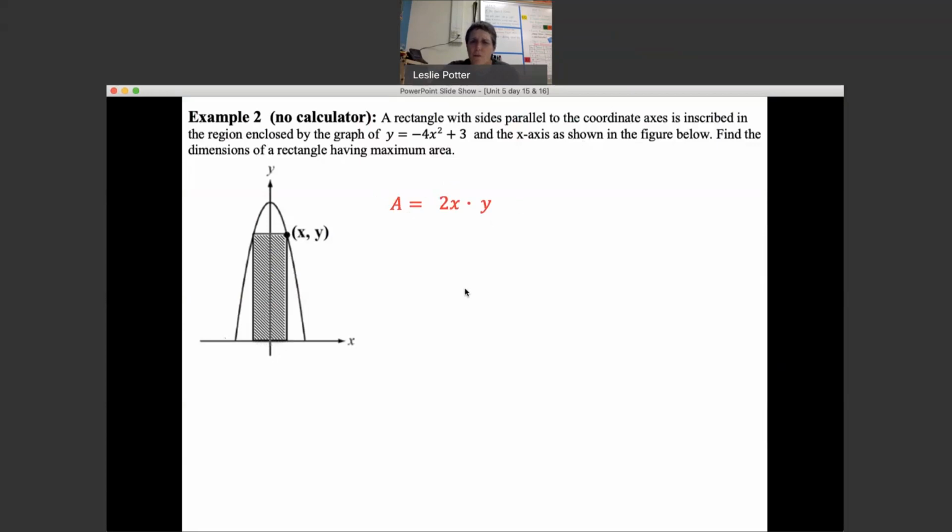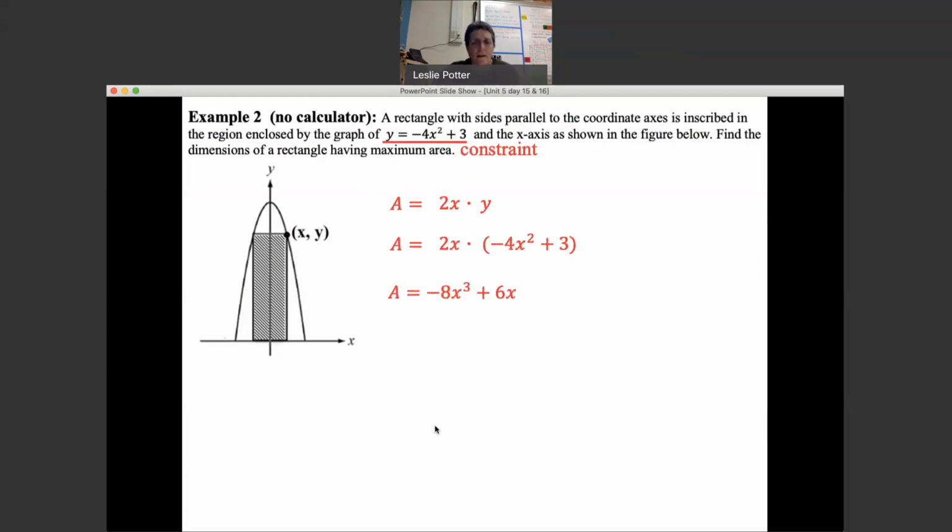I got to write that in terms of one variable. So we know that y is dependent upon the location on the parabola. So that's the constraint, is that this point right here has to be on the parabola. So that gives me A equals 2x times the quantity minus 4x squared plus 3. I'm going to go ahead and distribute that.